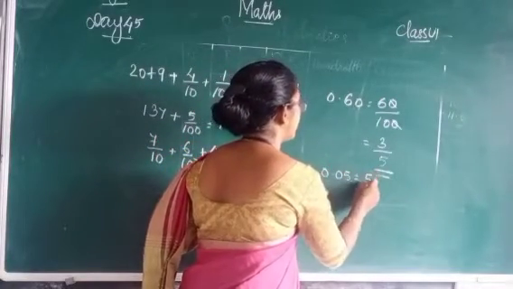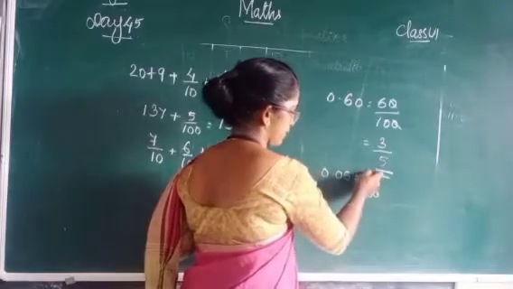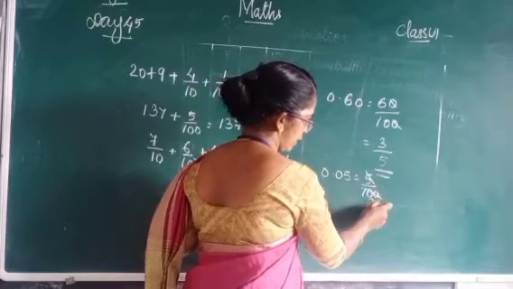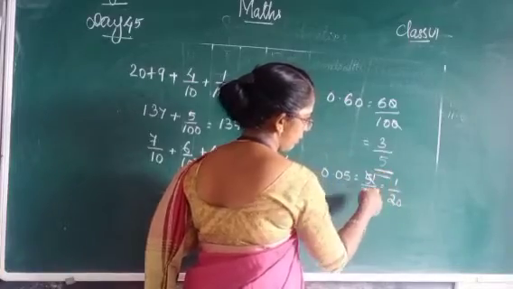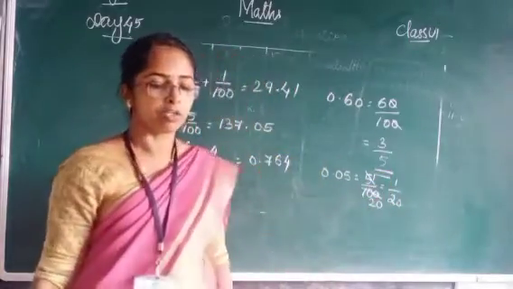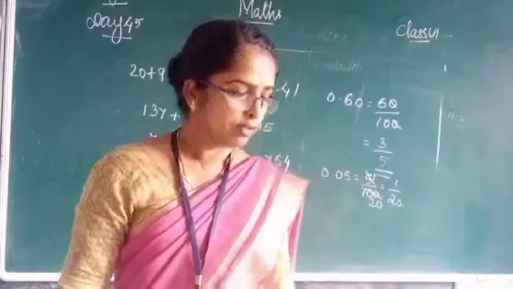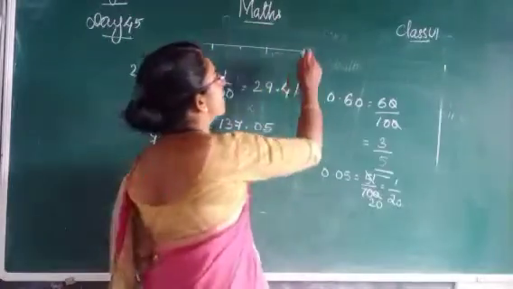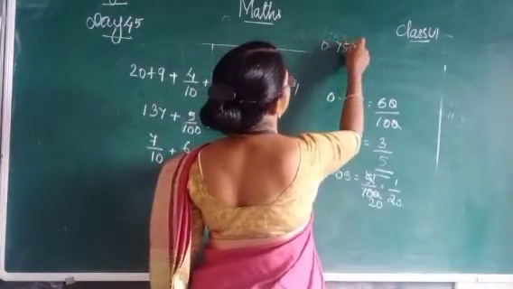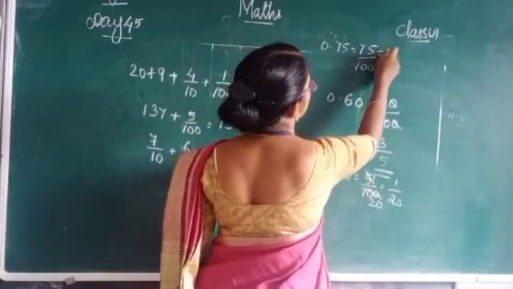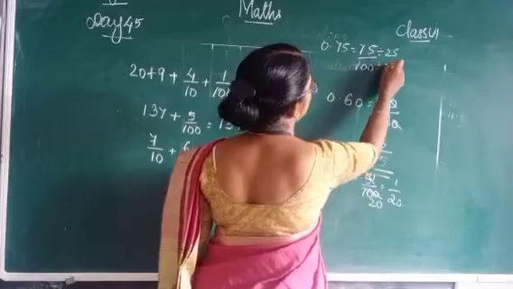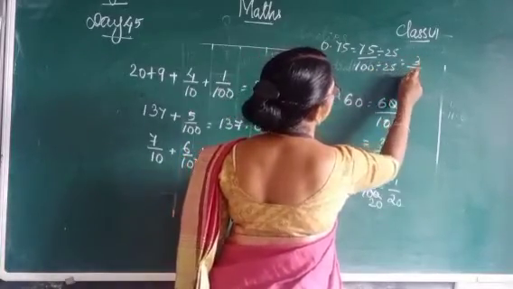Then 0.05, written as 5/100. 5 in 100, 20 times. That is 1/20. 5 in 5, 1. 1/20. Then 0.75. 75/100. Dividing with 25. So 3/4.